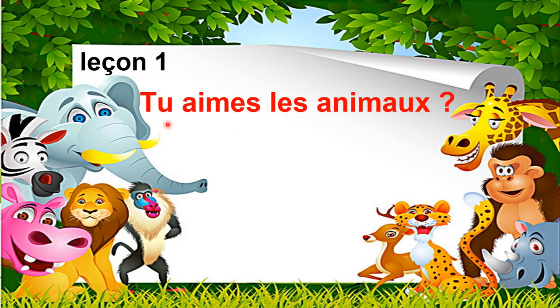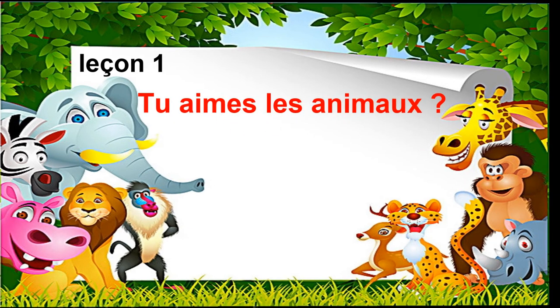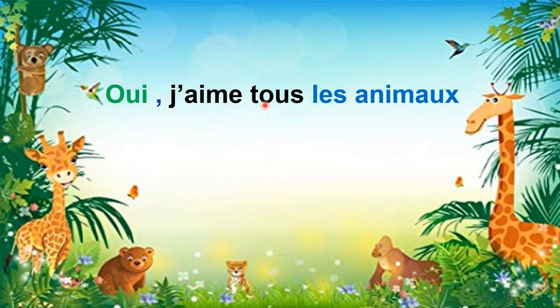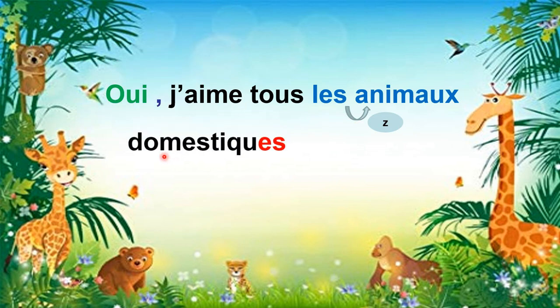In the beginning, I will ask all of you: "aimer", to love, as we took before. "Aimer les animaux", to love the animals. Normally we say we all love them. "J'aime tous", meaning all. "Oui, j'aime tous les animaux." I can do it as a song. "Oui, j'aime tous les animaux domestiques." Here I say "tous les animaux" because I have an S and a vowel. Inshallah, this year we will teach you how we can pronounce the words and how we can read.